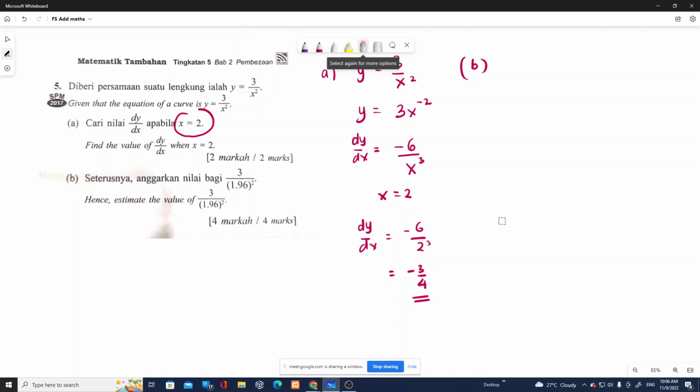Okay, correct. 3 over 1 minus 9.6. Oh, no mistake. Everything is good. Okay, let's go on to the second one.